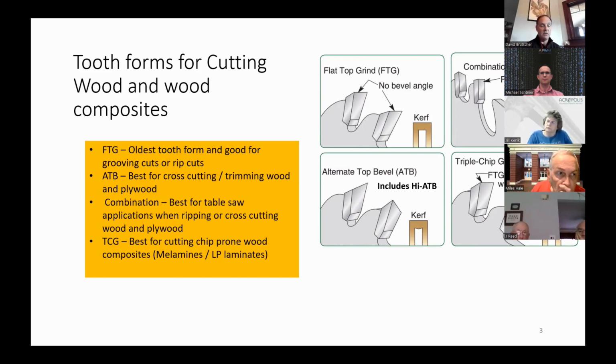So then the last is a triple chip ground, TCG. These are really good tooth forms for cutting either chip prone woods or composites, melamine, low pressure laminates, things of that nature, and usually it has a hook angle of either zero, neutral, or some negative hook angle. If you're using melamine or any panel products like that, it's a good tooth form to use for those kinds of applications.